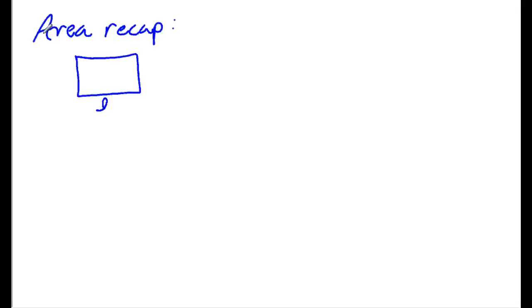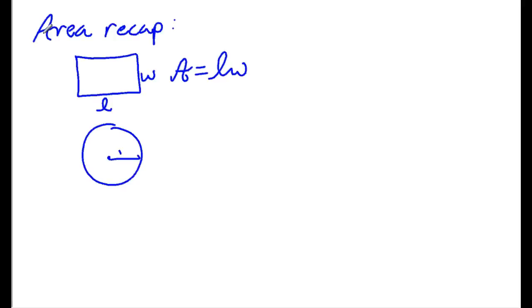Remember, for a rectangle, area is length times width. For a square, they're the same, so it'd be side times side, or side squared, but length times width will do it for that. Remember, for a circle with radius r, our area is pi r squared. These are two of our more common ones.